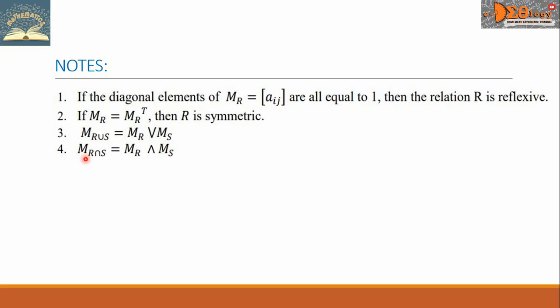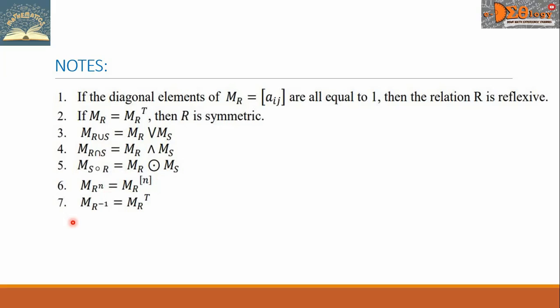Number 4, the M of R intersect S is equal to M sub R and M sub S. This symbol is also called the meet of the matrices. Number 5, the matrix of R composition S is equal to M sub R Boolean product with M sub S. Number 6, the M sub R raised to n is equal to the matrix M sub R, and this matrix is raised to the n power.